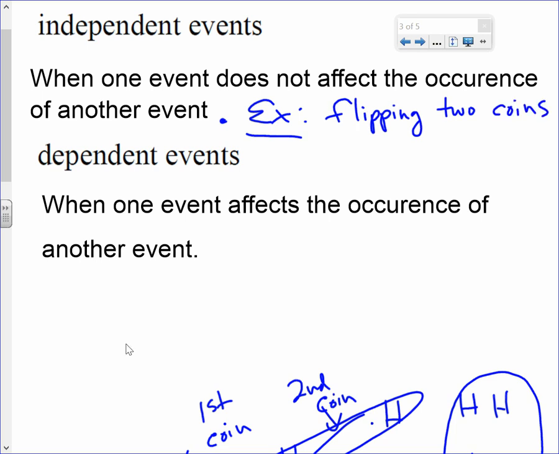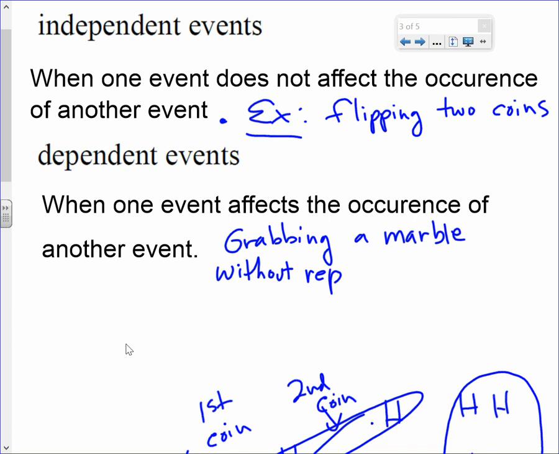For dependent event, put grabbing a marble without replacement. Remember that blue marble? I didn't replace it. I didn't put it back in the bag. You write that? Right, this is a small example. Put EX for dependent event: grabbing a marble without replacement.